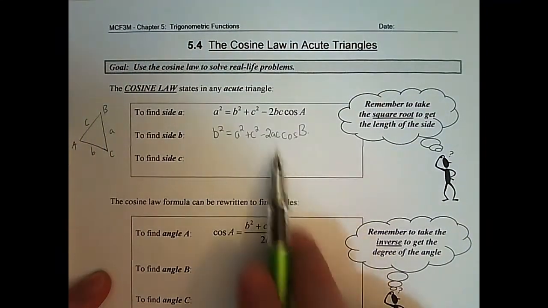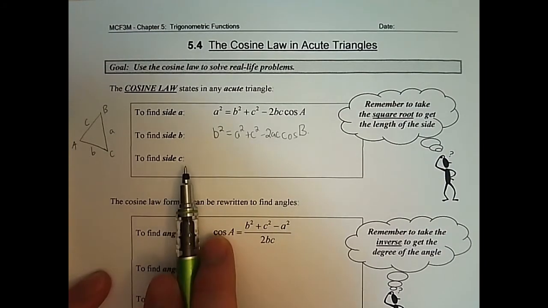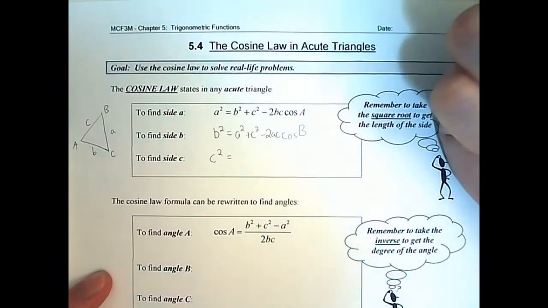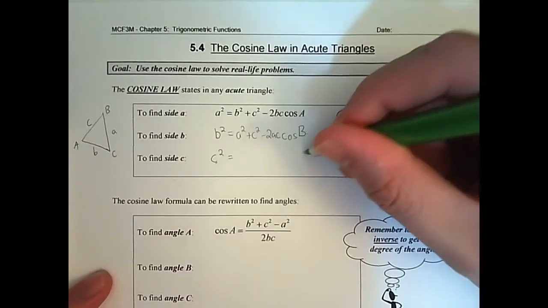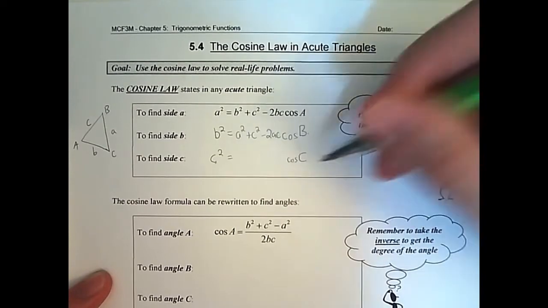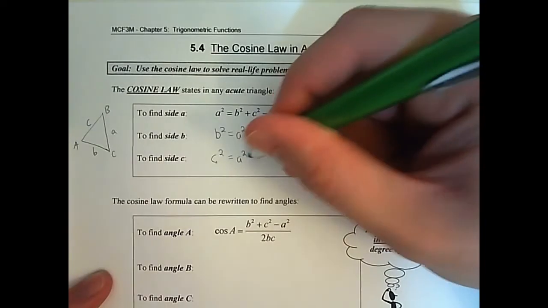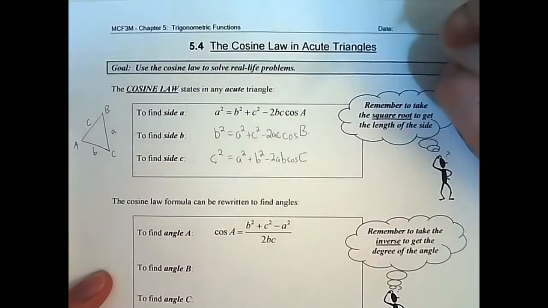Sorry, just a quick edit to make that look a bit nicer. And if I want to find side c, I'm going to write that as c squared. Then if it's c squared here, we need the angle of c, so cos C. And then just the other two letters we used are a squared plus b squared minus 2ab cos C.